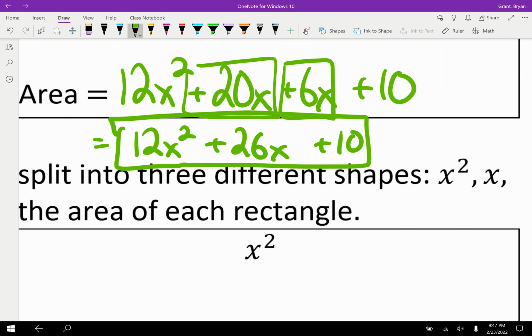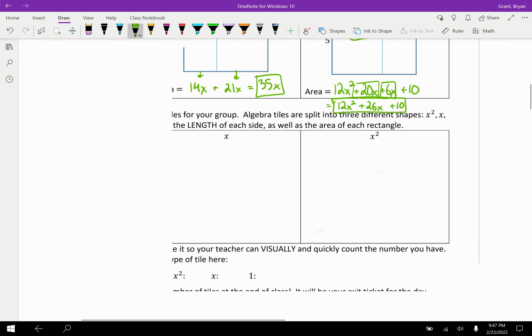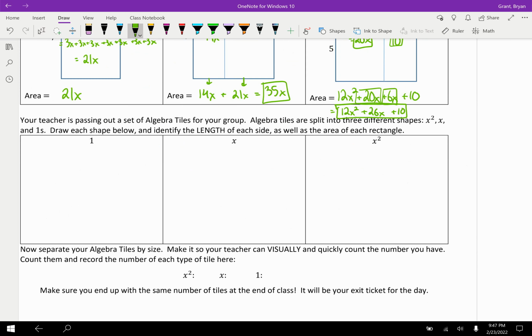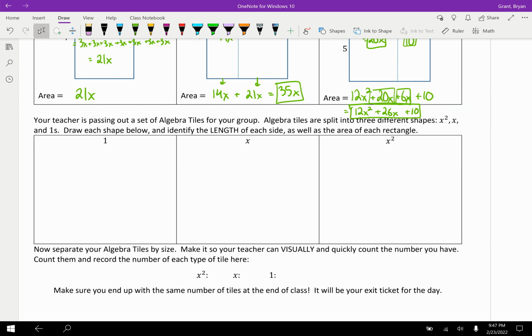They're not like terms. So go ahead, pour out those algebra tiles on your desk, and then decide which each shape is in terms of, is the shape a 1, an x, or an x squared? Talk about it with your group quickly. I'm still going to keep talking over you.